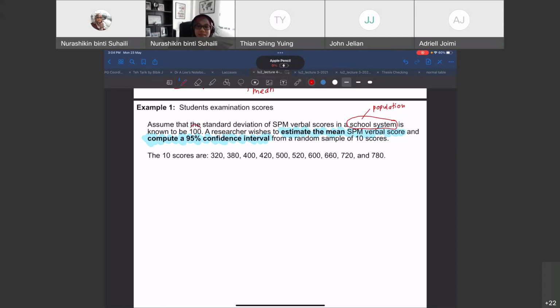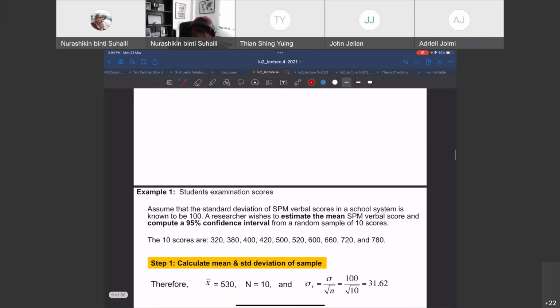Ada bateri. Sekejap, touch dia punya pen.